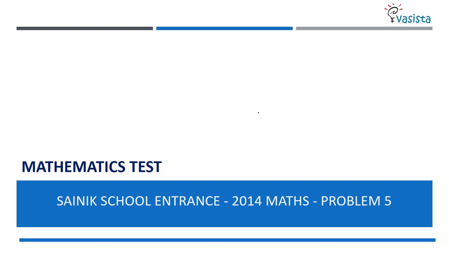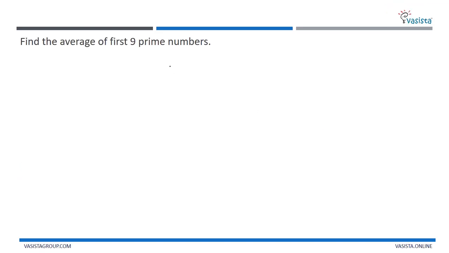This is problem number 5. Let us start solving this. Find the average of first 9 prime numbers. So we are supposed to find the average of first 9 prime numbers.